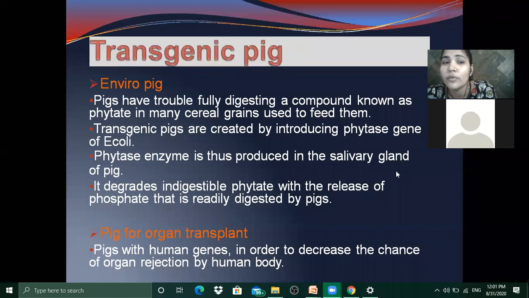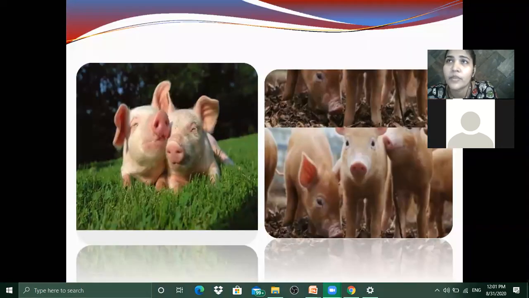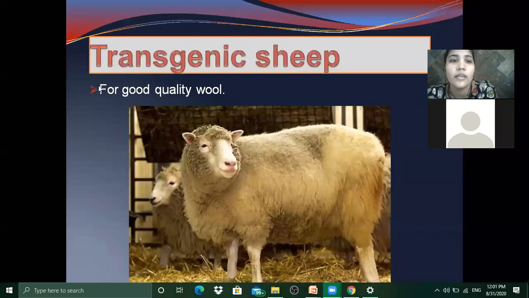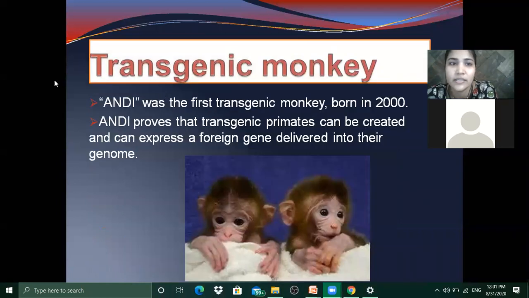So in immunocompromised systems, we are making sure that we are not letting the body produce any antibodies against that transplanted organ. Okay, so that is what it is. So the pigs were one of the best animals used for research on the organ transplant part. Okay, so this is how it is. Cute animal. Then transgenic sheep for good quality of the wool. We have already seen that.